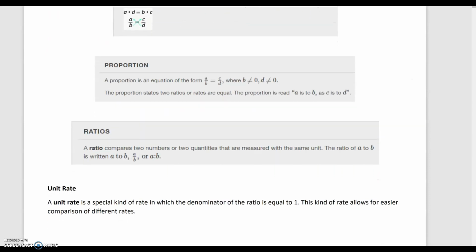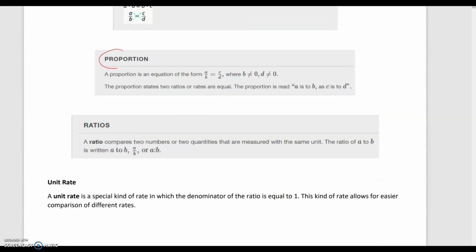Hi class, we need to take a look at example 2. Now example 2, on the first problem, for all problems they want us to solve it using a proportion, or in this case just write a proportion. So let me go up and explain what a proportion represents.